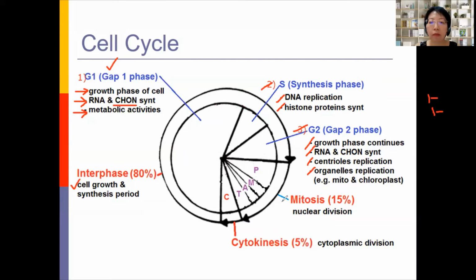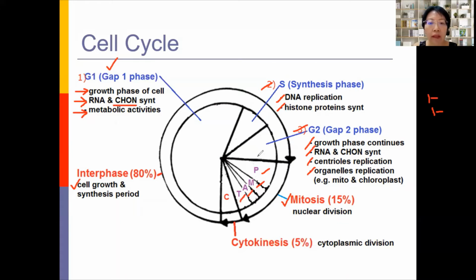After gap 2 phase is mitosis, which is only 15% of the cell cycle. So if you look at the zone of cell division, only 15% of the cells will be undergoing mitosis. If you have 100 cells, around 15 cells will be undergoing mitosis, and 80 cells will be in interphase. Mitosis is divided into PMET: prophase, metaphase, anaphase, and telophase.